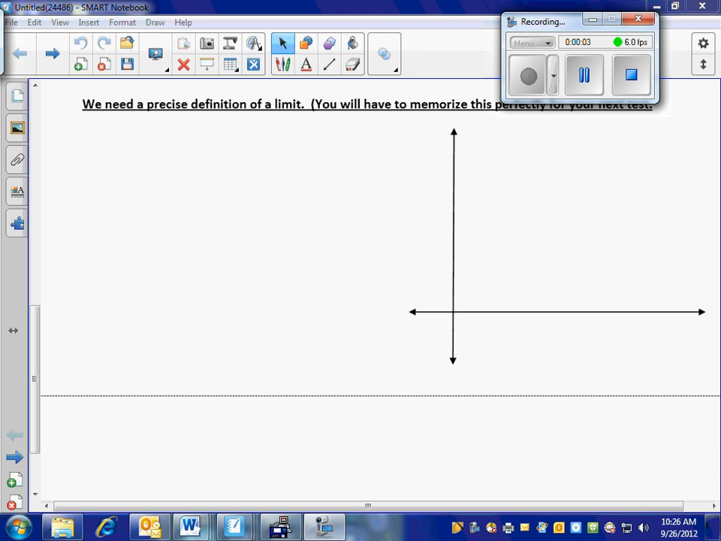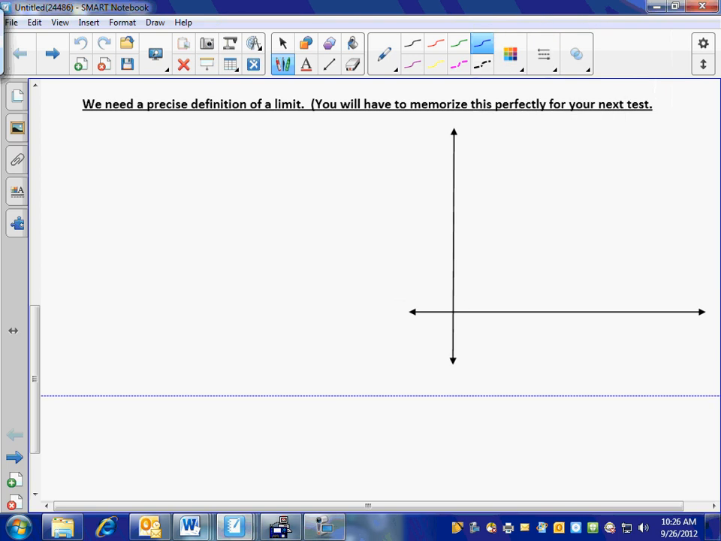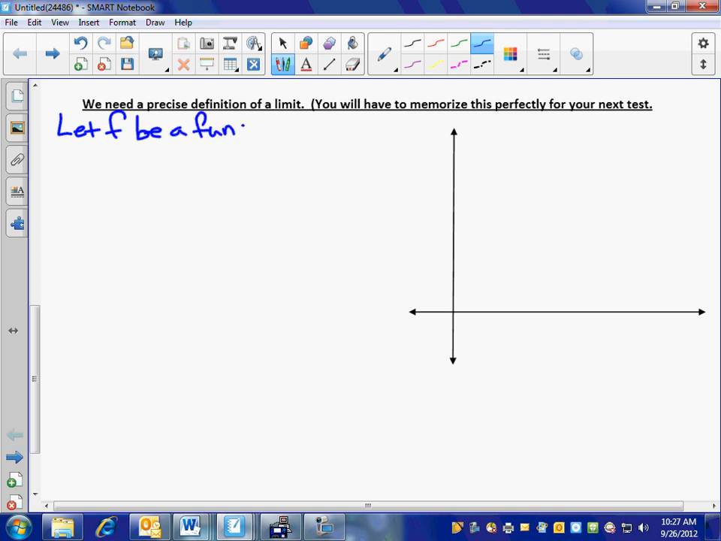Okay, let's write it down, because this is something you have to memorize for the test. It really starts out, and you can get familiar with it as you read it. I'm going to put it on the board, and we're going to talk about it. It really says, let f be a function defined on an interval.